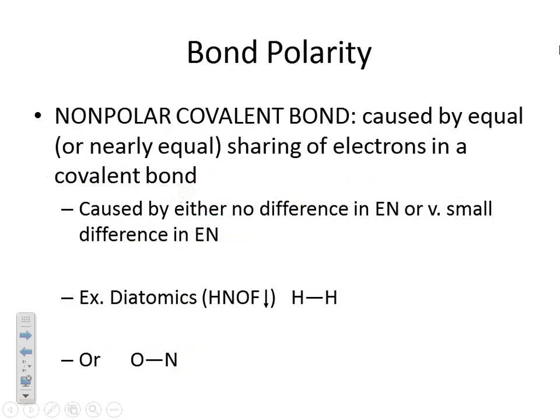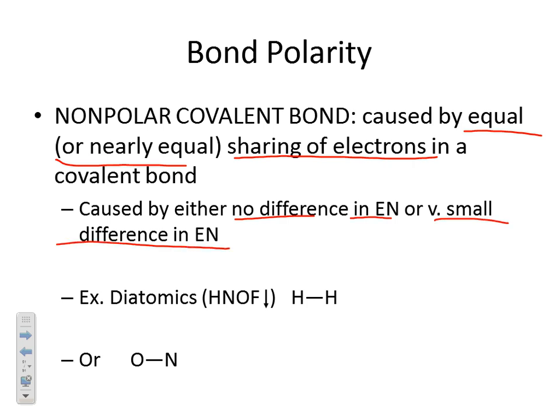A nonpolar covalent bond, again, we have a sharing of electrons. It has to be covalent. Sharing of electrons, covalent, caused by an equal or nearly equal sharing. And the reason that you'd have equal sharing of electrons is if you have either no difference in electronegativity or a very small difference in electronegativity. So if the electronegativities are very similar between the two atoms, then we're going to have what we call a nonpolar bond, where we have almost equal sharing.